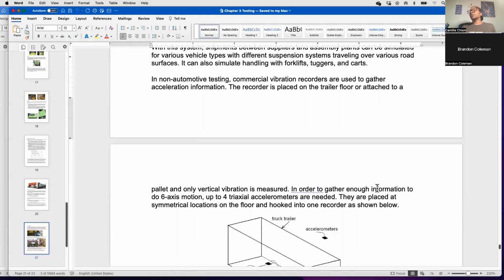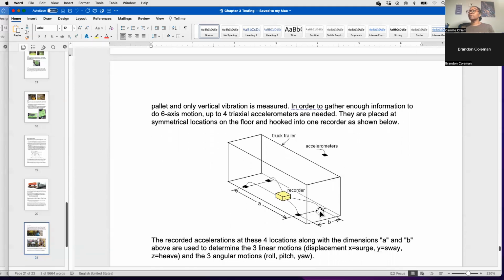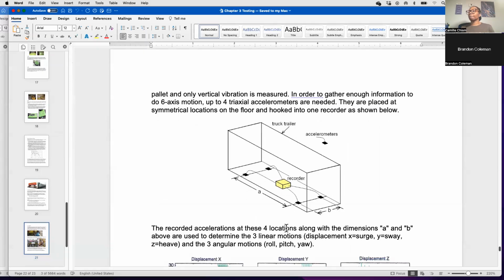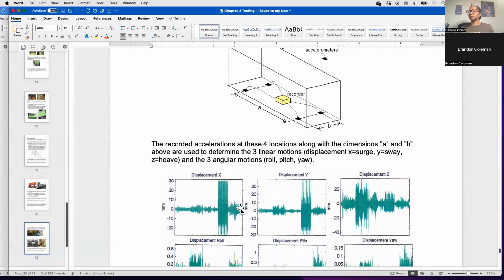There's a little bit here about non-automotive testing and using the recorders for vibration, to understand what it looks like for acceleration. And they talk about where accelerometers are placed, where you might want to place them in the truck. You notice here, they're going to be near some of the wheels. And then this is what some of those look like.